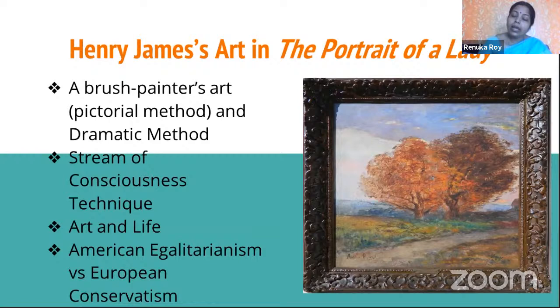Again, one of the most important things that I wish to discuss here is the difference between American egalitarianism and European conservatism that James has dealt with in this work. Now, we had seen this earlier also, and we will discuss it in brief here. As we discussed, James' novels deal with the American myth of Adamic innocence.